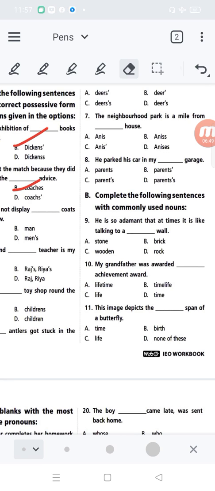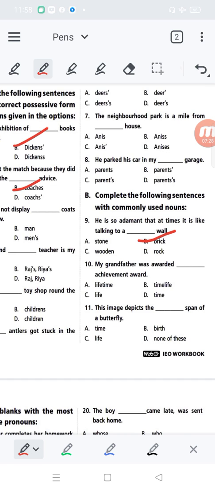Stone, brick, wooden, rock. The correct option is definitely B. It's like talking to a brick wall, that is the relation. Correct. The B number option is correct.